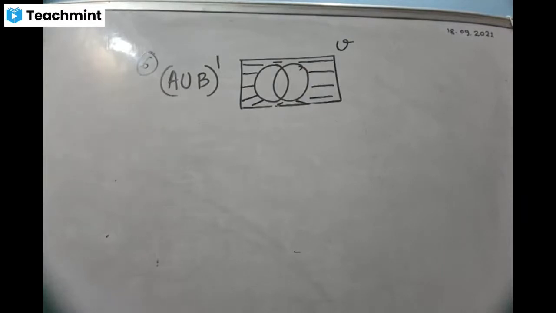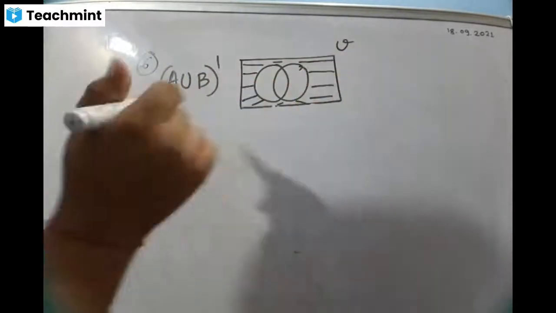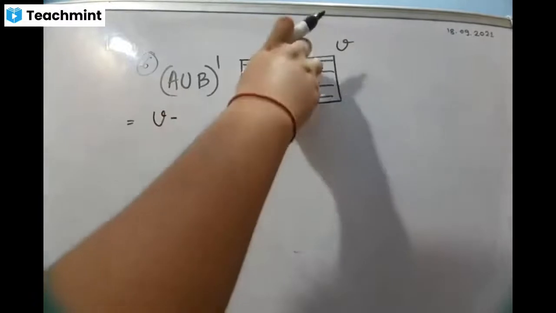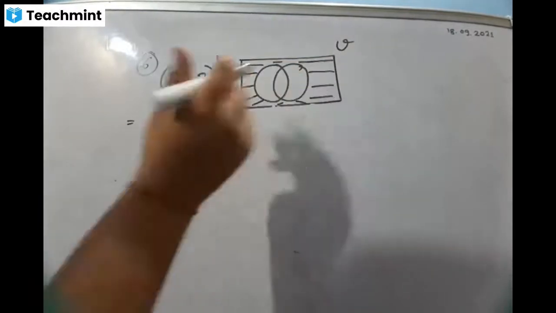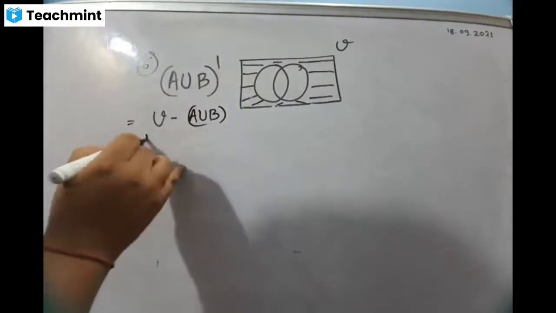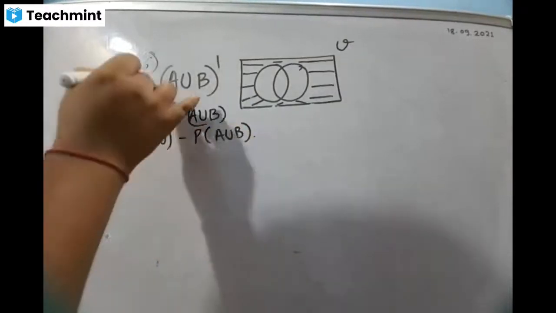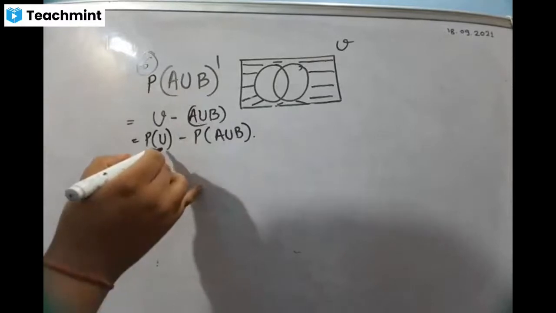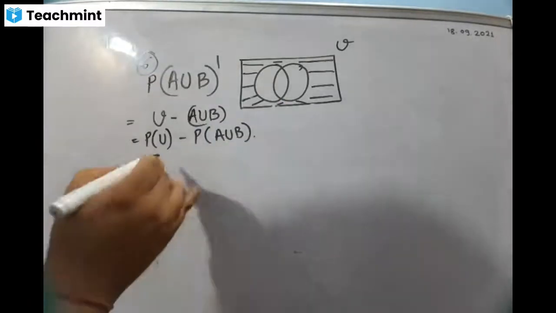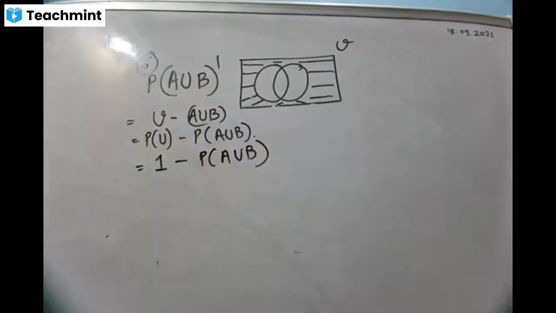So if you have to write this, then what is A union B complement? It is simply from the universal set, we have to take out this region, isn't it? And what is this region? This is nothing but A union B. So if I put a probability, what do I get? Probability of the universal set minus probability of A union B. So if I put a probability sign, then probability of the universal set, this means the entire thing is always equal to 1, minus probability of A union B. So what is probability of A union B complement, everyone? Probability of A union B complement is 1 minus probability of A union B.